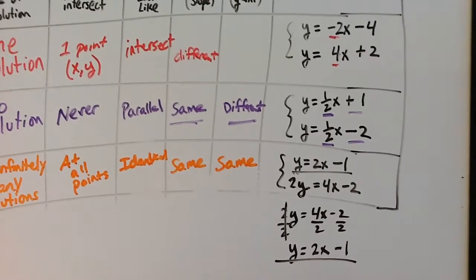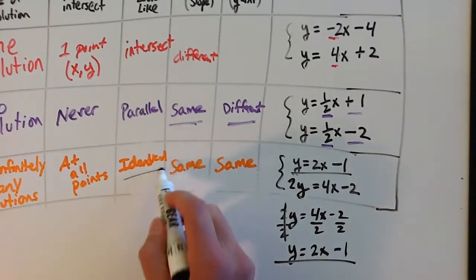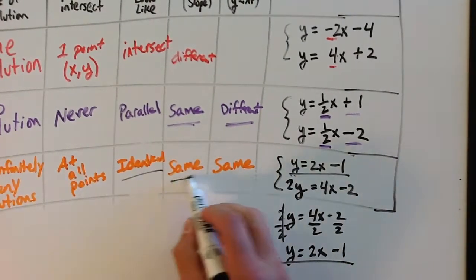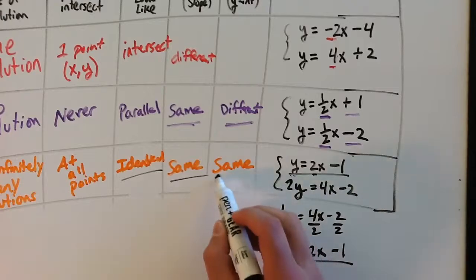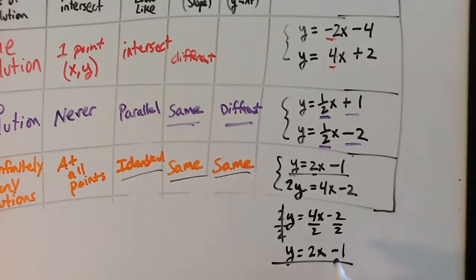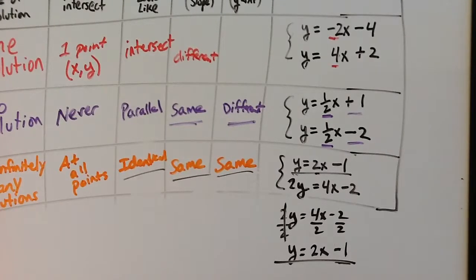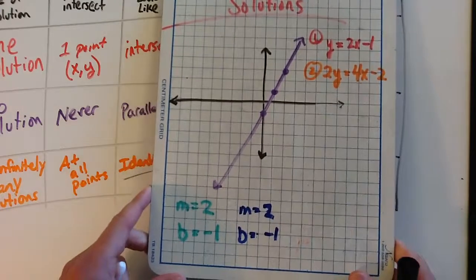And so, of course, if you graph both of those equations, they're going to be the exact same line. They're going to be identical lines, which have the same slope, in this case 2, and the same y-intercept, which is negative 1. And so just by looking at the equations, we can tell these are identical lines and therefore have infinitely many solutions to the system. Let's look at these lines graphed.